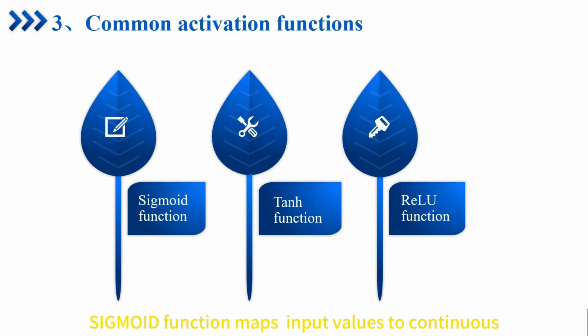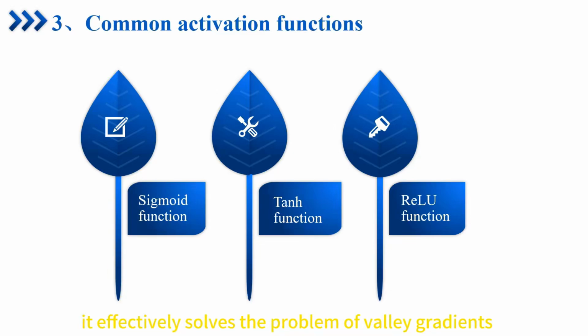The sigmoid function maps input values to continuous values between 0 and 1, and is commonly used in the output layers of binary classification problems. The ReLU function outputs its input when the input is greater than 0, and outputs 0 when the input is less than or equal to 0. It effectively solves the problem of vanishing gradients and is one of the most commonly used activation functions.